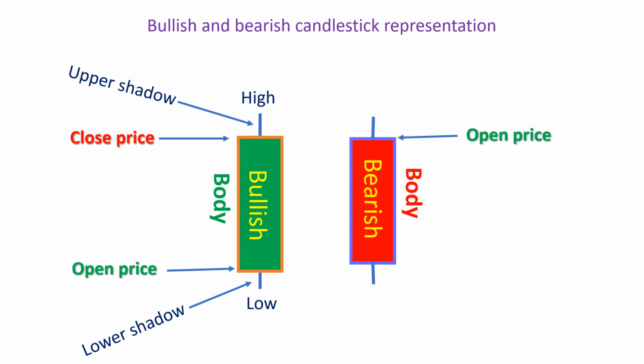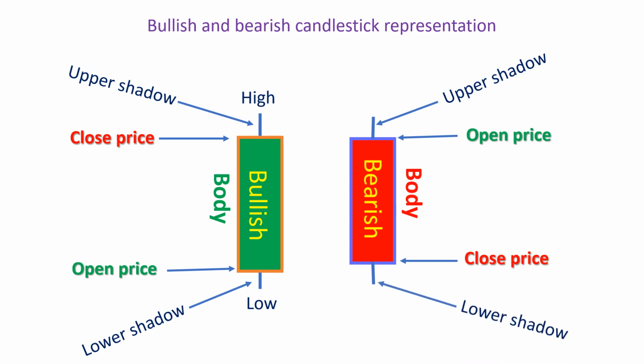This is the open price when the market opens. This is the close price when the market closes. This is the upper shadow, which represents the presence of sellers in the market, and this is the lower shadow, which represents the presence of buyers in the market. These are the high and the low price of this candle for the duration of the time frame. Since the presence of buyers is very small, the sellers are very strong to push the price lower.